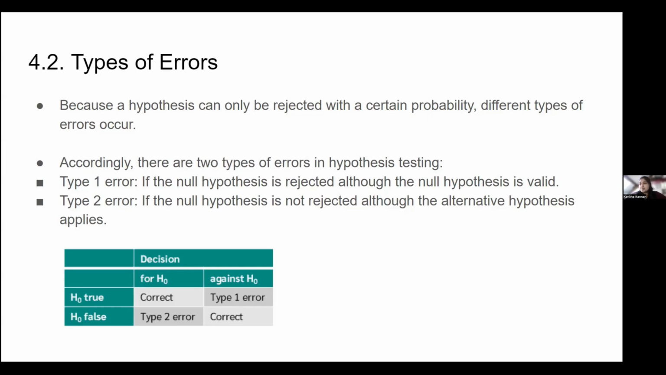And if the criminal is actually a criminal, but you do not reject the null hypothesis and you say he is innocent, then that becomes a type 2 error. So it's still an error, but it's a second type of error. So what you're doing is not correct.